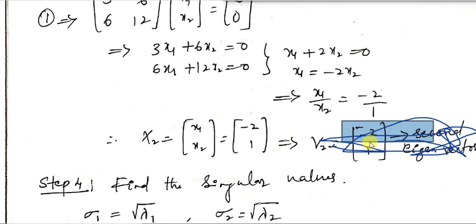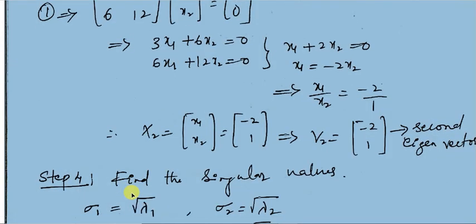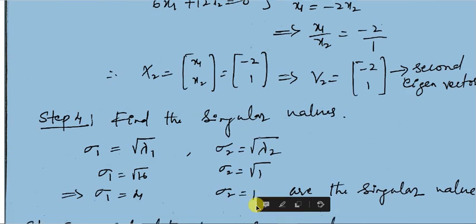Okay, let us go to the next step. In the next step, let us find the singular values. So singular values are given by sigma 1 is equal to root lambda 1, sigma 2 is equal to root lambda 2, which is equal to sigma 1 is equal to root 16, which is 4, and sigma 2 is equal to 1. So sigma 1 and sigma 2 are the singular values.